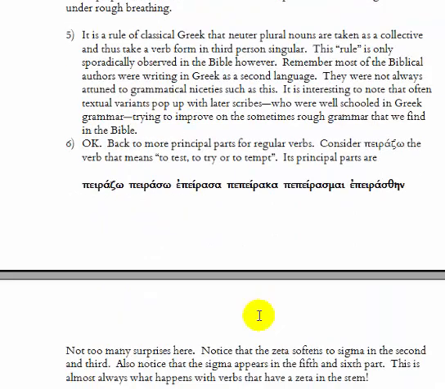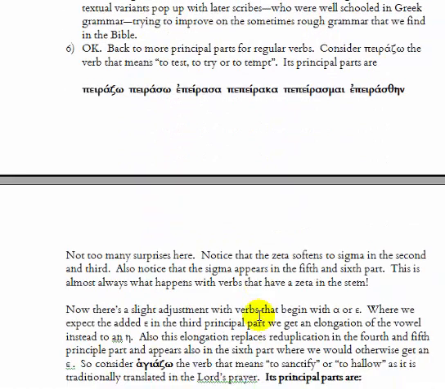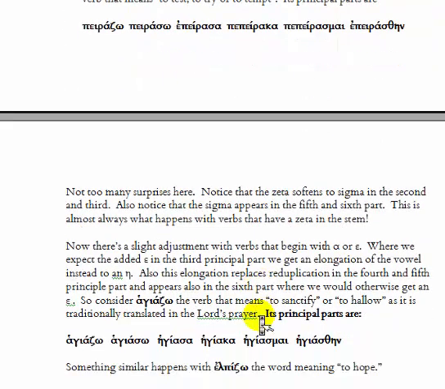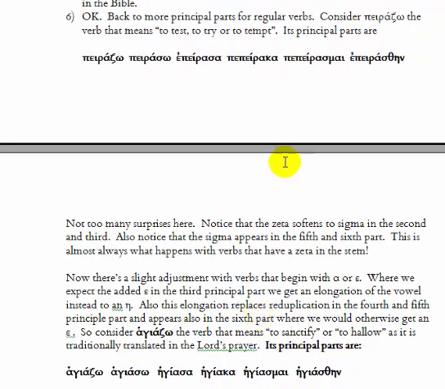back to principal parts. Let's take a look now at some more of these principal parts, particularly this one here with a zeta. We haven't yet seen that. But remember, this is not very different than luo.